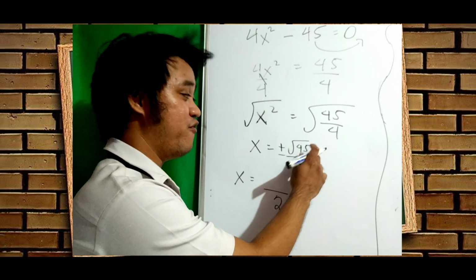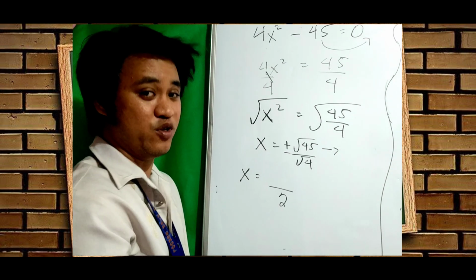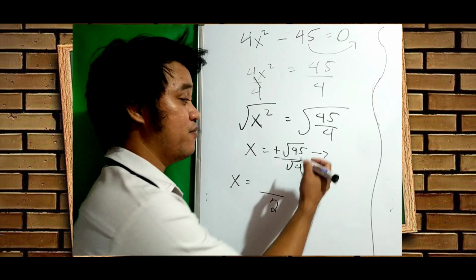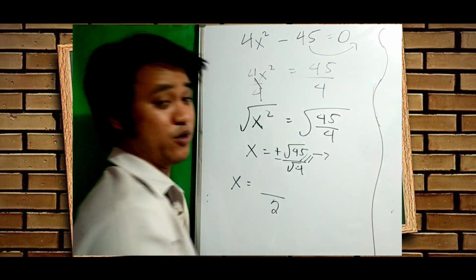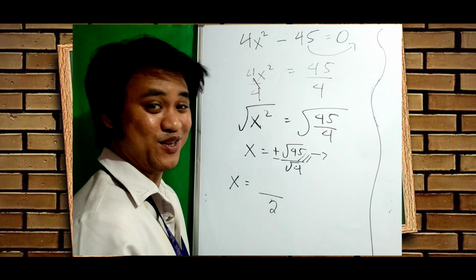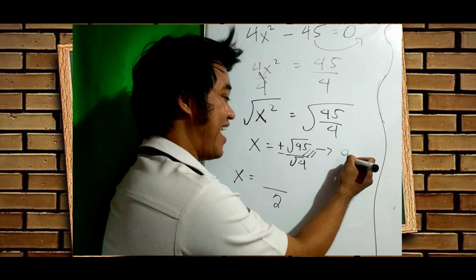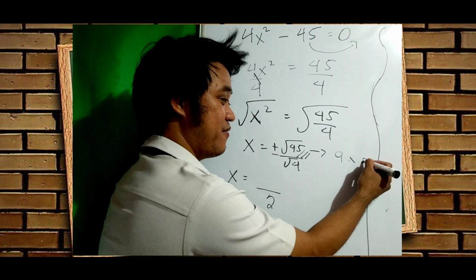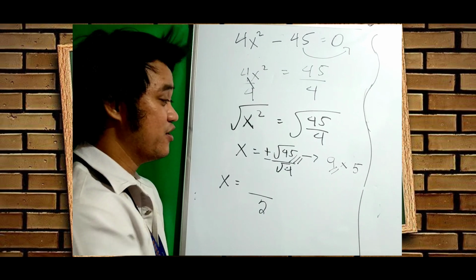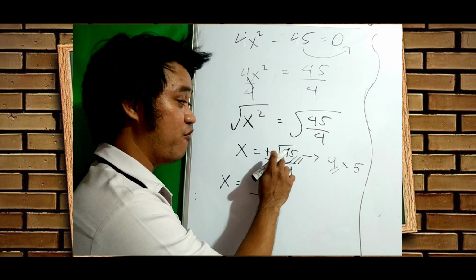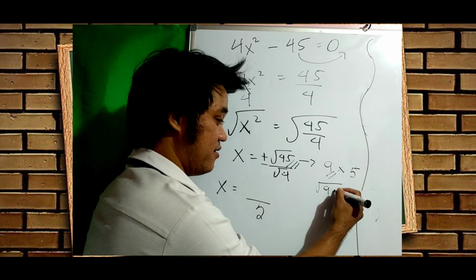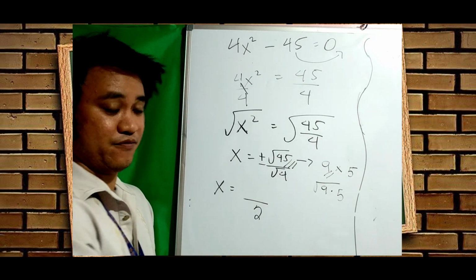Next, the square root of 45 here can be rationalized. To rationalize it, you need to find any factors of 45 that have a perfect square. So what is the factor there? We have 9 times 5. 9 here is the perfect square. So the rationalized form of the square root of 45 would become square root of 9 times 5.